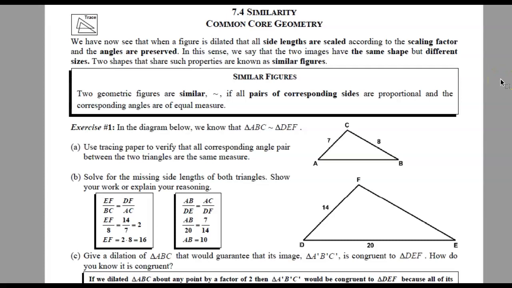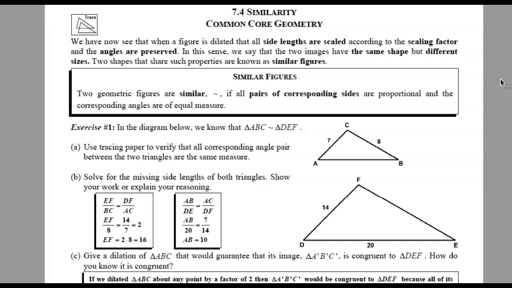All right, at this point, we've pretty extensively studied dilations and how dilations work, all the properties therein. What we end up creating is something called similar figures when we do a dilation. So the side lengths are going to be scaled, either reduced or enlarged, but the angles will be the same. They'll be preserved when we do a dilation. So we say that the two images have the same shape, different sizes. Those are called similar figures.